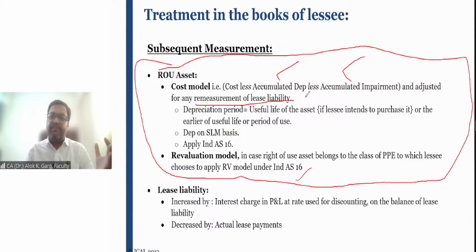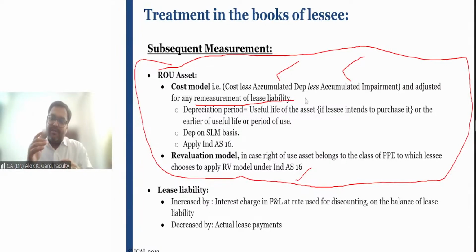Impairment of property, plant and equipment, or of an intangible asset, is understood, but how do we do the impairment of this right of use asset? Again, you have to do the impairment in that manner, right? Is it clear? Are you able to connect with this real life situation?